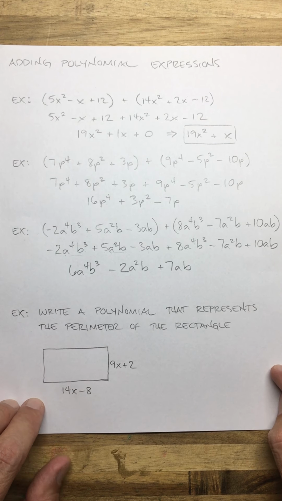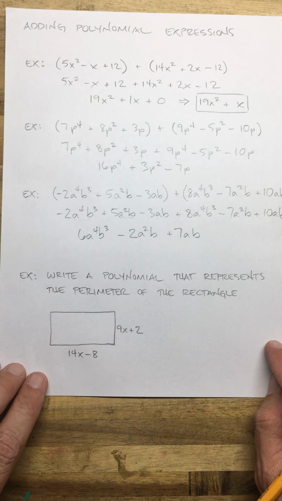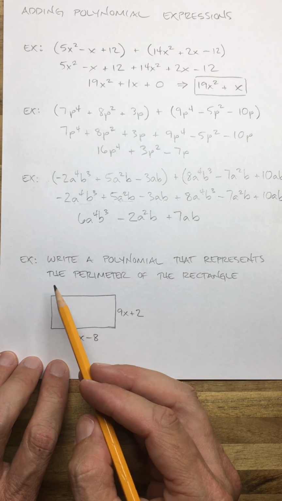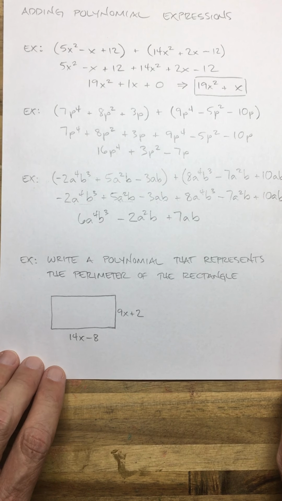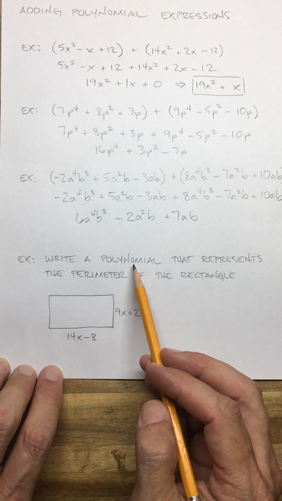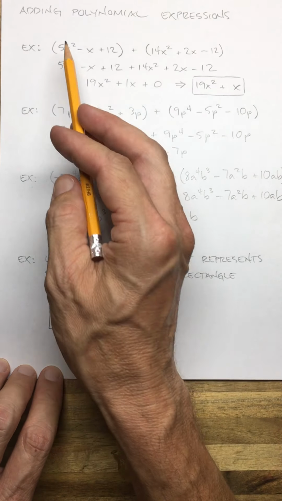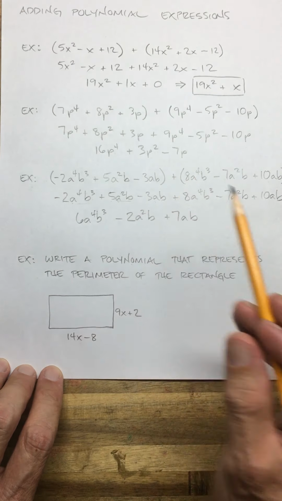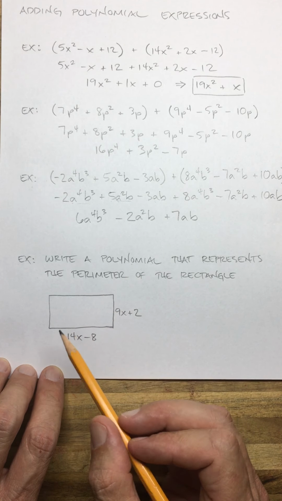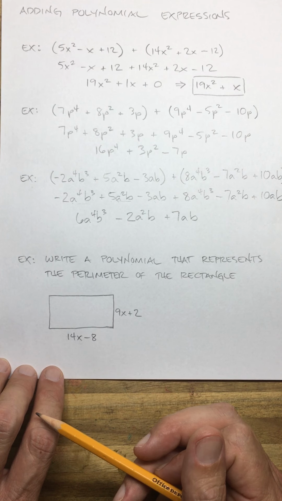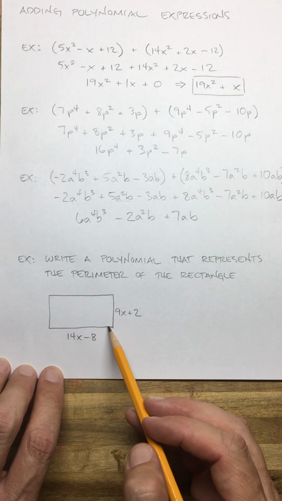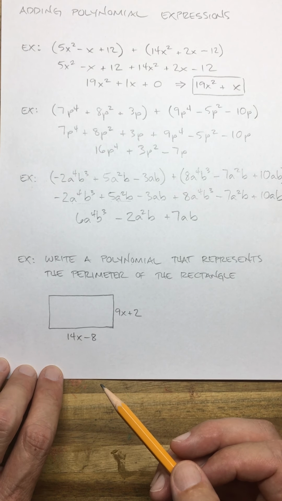Okay? All right, last example, and then we're done. Yay! Here it says we are going to write a polynomial that represents the perimeter of the rectangle. Oh my gosh. Geometry. Blech. Well, first of all, good thing we know what a polynomial is, right? Polynomials, they're all over the place. They're everywhere. Yay! Perimeter. We have to know what the perimeter is. Anybody? Anybody? All right. The perimeter is the distance around the entire thing. That's perimeter. Okay?